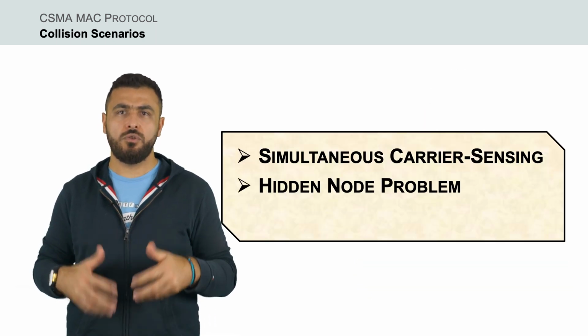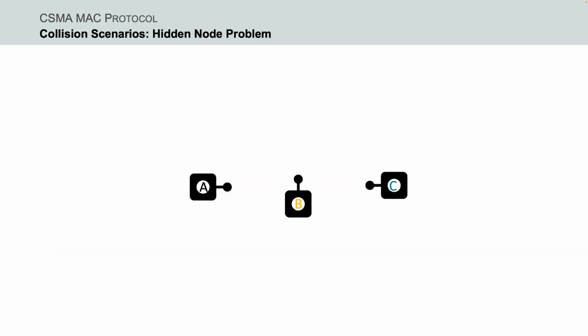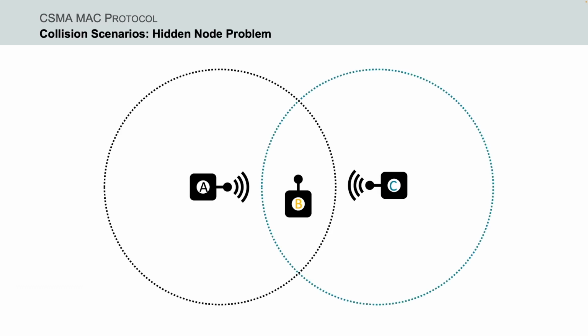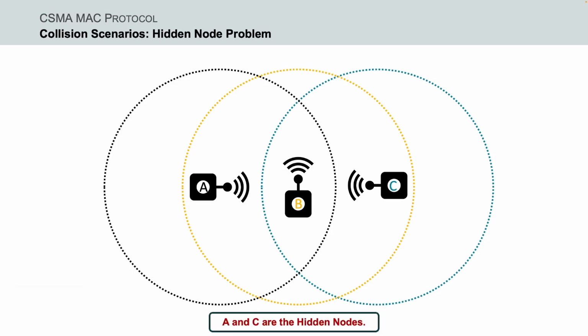Next, we have the hidden node problem scenario. Let's assume that there are three nodes, A, B, and C, and each node comes with a propagation range that allows them to communicate only with their direct neighbors. More specifically, node A can communicate only with node B. Node C can also communicate only with node B, while node B may communicate both with nodes A and C. However, nodes A and C cannot communicate with each other as they are out of range. These nodes A and C are known as hidden nodes.